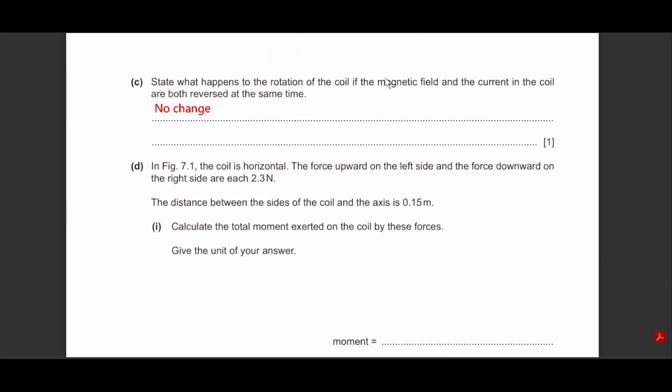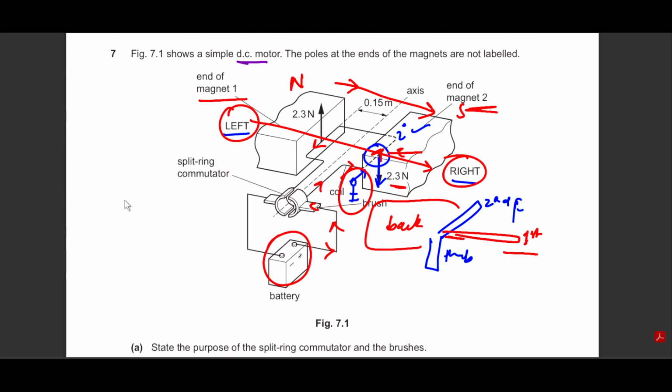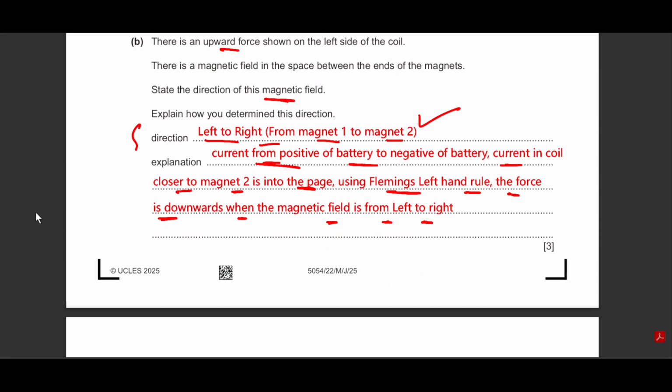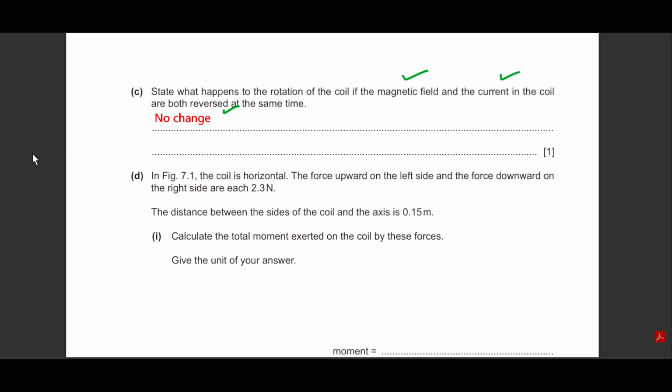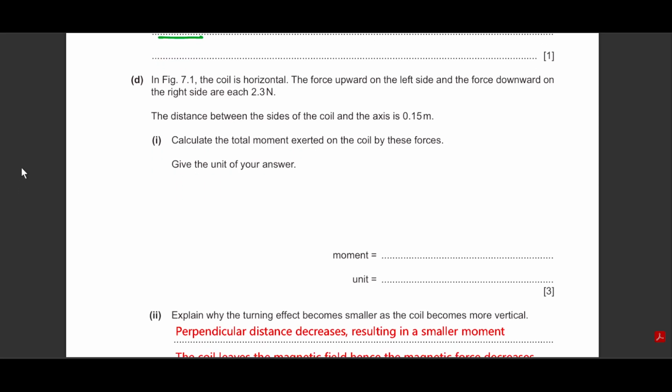It says to state what happens to the rotation of the coil when the magnetic field and the current are both reversed at the same time. You see, if, for example, you have changed the direction of the current and it started to come this way, then the rotation will also change. But what they have done is not only change the direction of the battery, but they've also changed the direction of the magnets. So the effect gets cancelled out. They both cause a reversal, which eventually causes no change in the system.